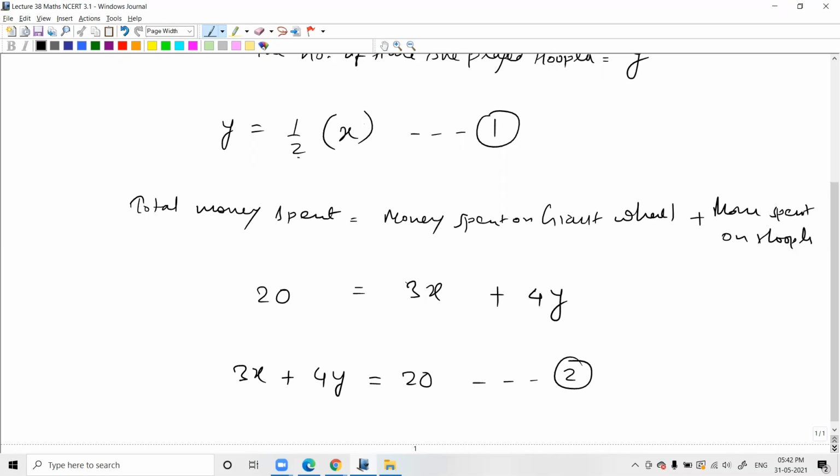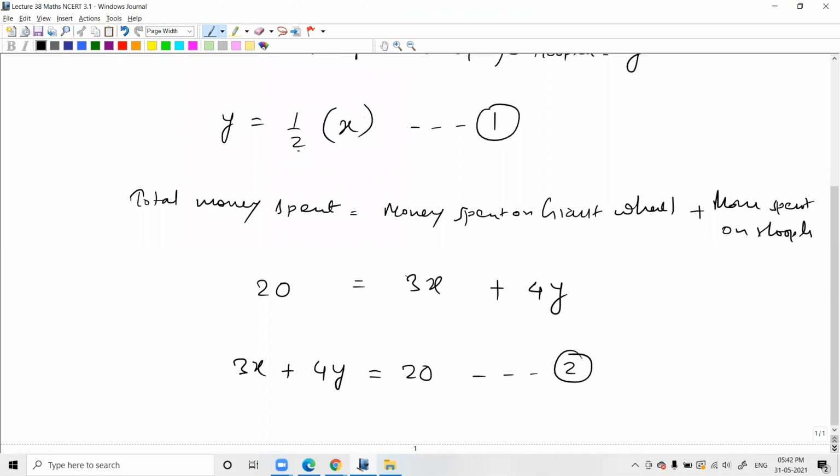Which method should be used? Substitution. Yes, we can use the substitution method. Do that, all of you. Use the substitution method and find out the value of x and y. Tell me.